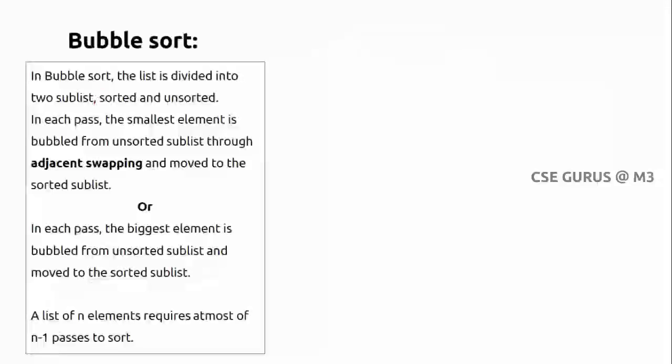Bubble sort. Again the list is divided into two sublists, sorted and unsorted, of course the same as in selection sort. But what is the difference here? That we have to know. In each pass, the smallest element is bubbled from the unsorted sublist through adjacent swapping. So I kept it as bold, that is adjacent swapping. This is the main part that we can see in bubble sort, where it might not be in selection sort, and moved to the sorted sublist. Anyway, we'll see this in an animated way, how this can happen through adjacent swapping.